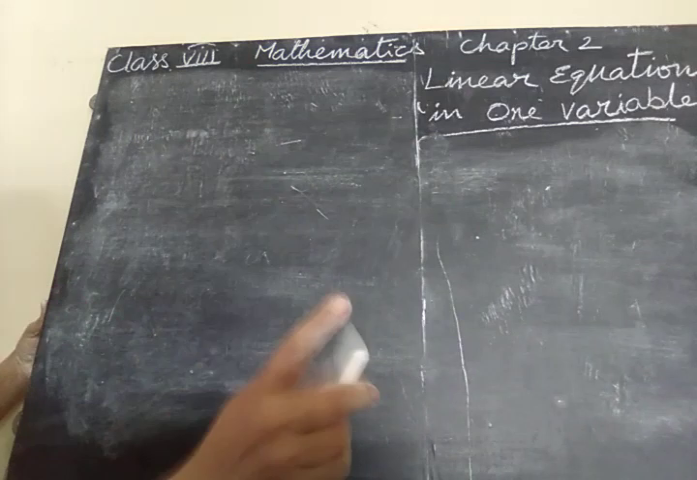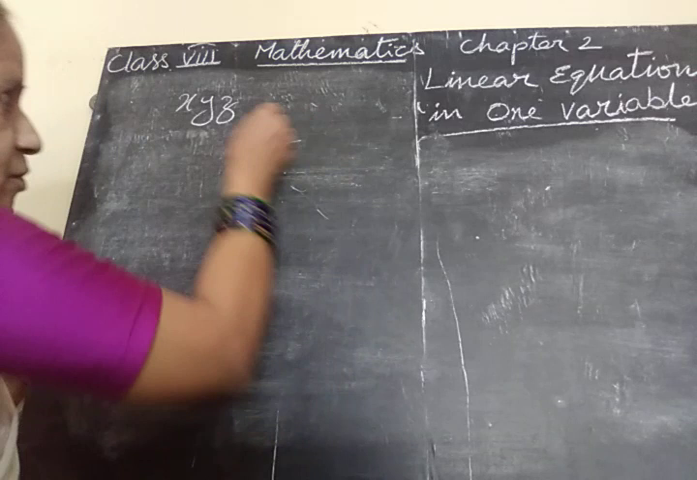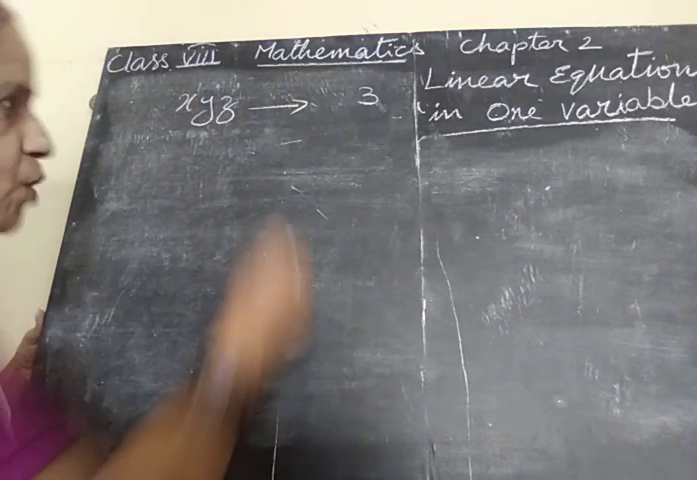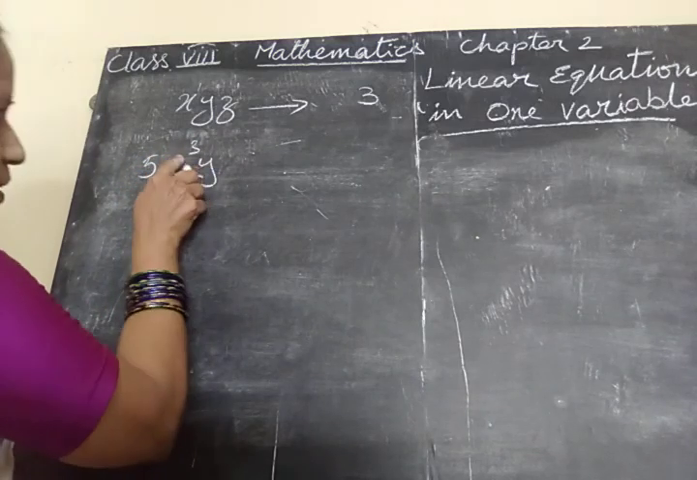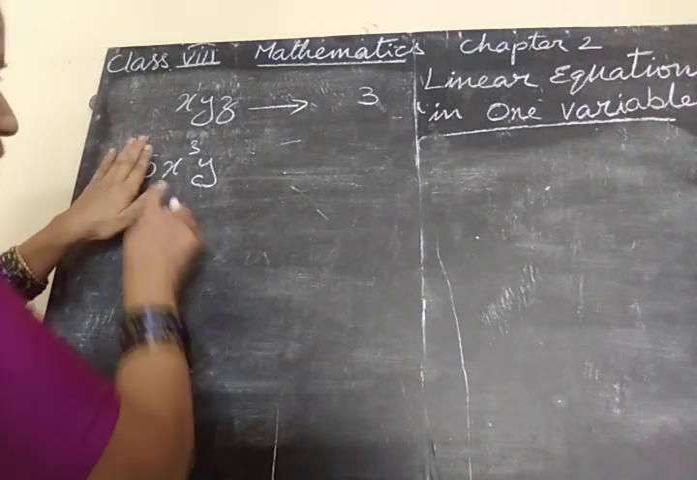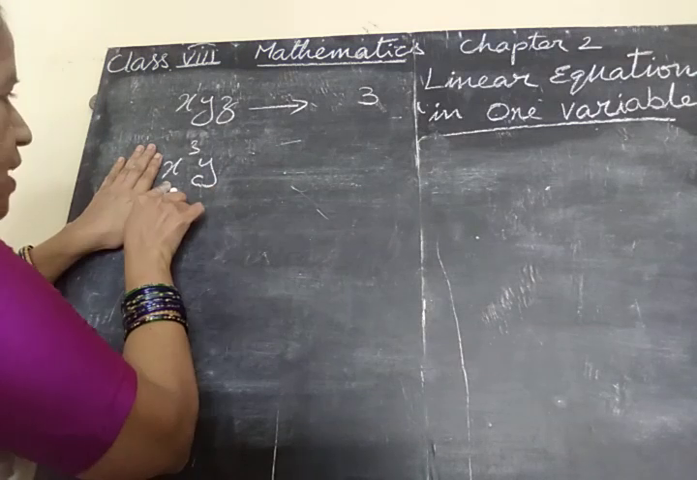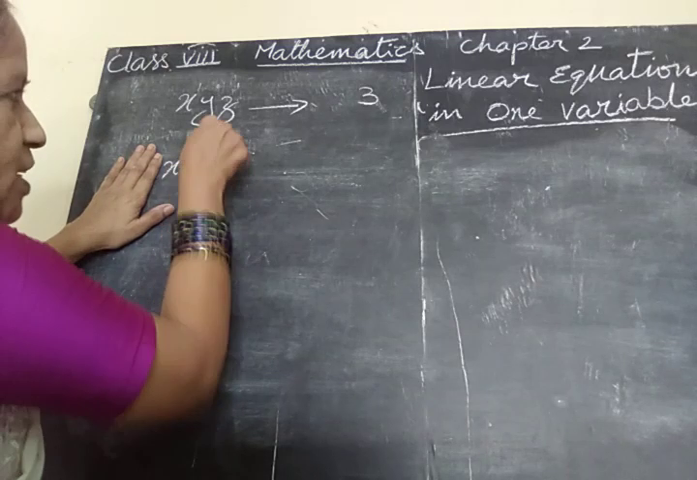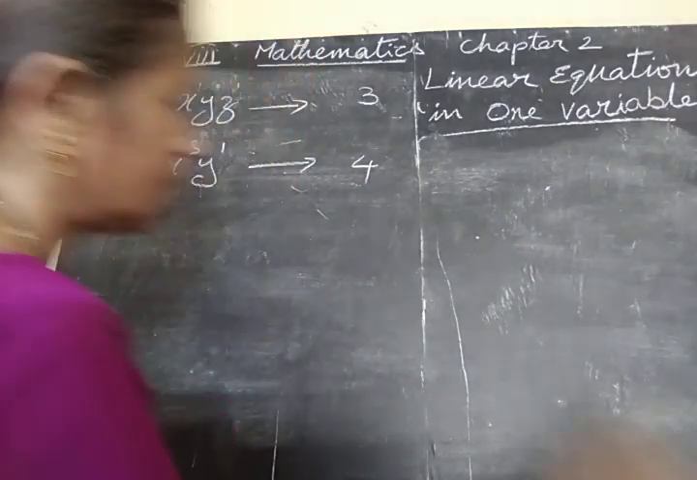See, one more example for degree. What is the degree of xyz? 1 plus 1 plus 1, 3. Understood? What is the degree of 5x cube y? Here, don't touch 5, because it is a constant. Take only the variables. Here x and y both are variables. For x, the exponent is 3. For y, the exponent is 1. 3 plus 1, 4. Like that, you have to find the degree of the terms. Understood, children?